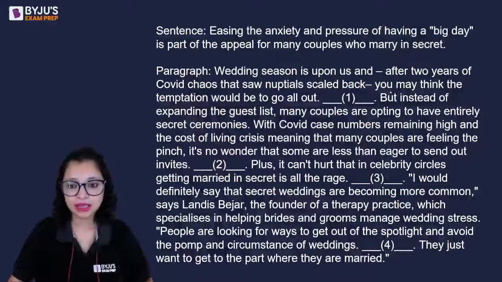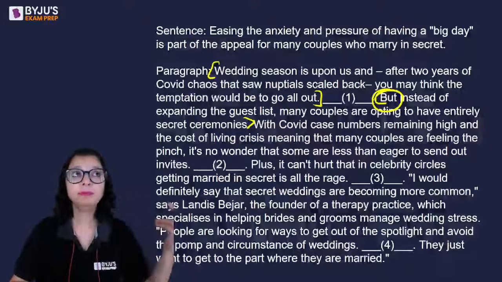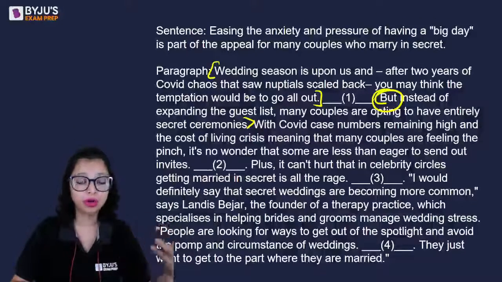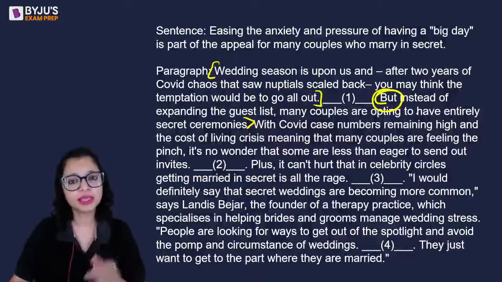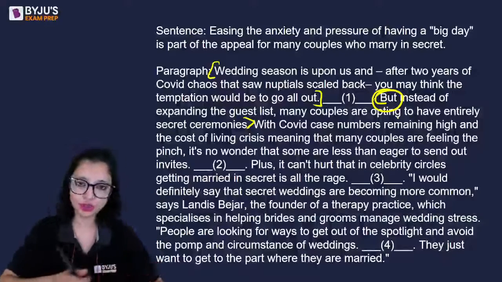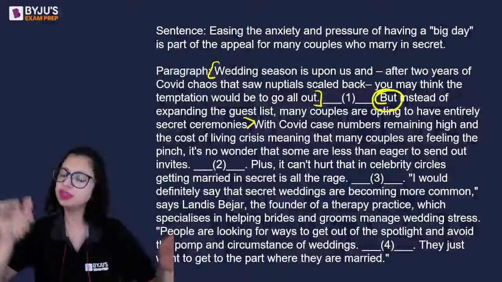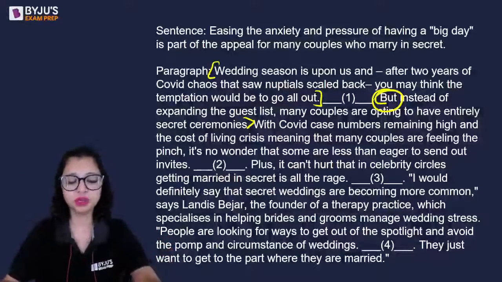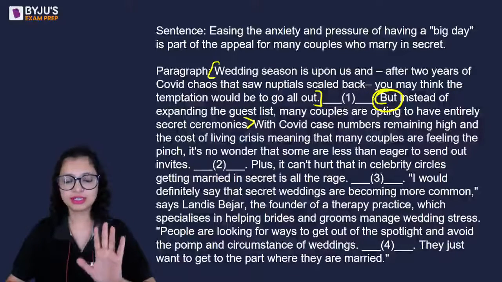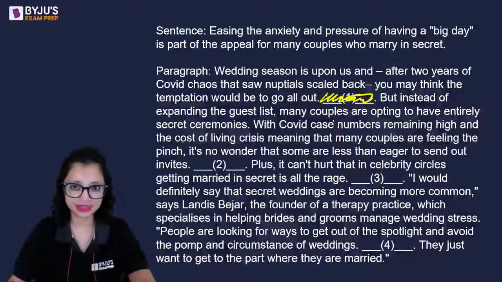That means this statement actually continues the idea mentioned here, connected with a but. There is no discrepancy here. The first line says people might want to have a grand wedding after COVID and lockdowns eased, but that's not the case. They are actually opting for secretive ceremonies. The story goes exactly the way it is supposed to. There is a conjunction but, and two opposing ideas are connected. Sounds perfect to us. So the first blank is eliminated. Probably we don't need an additional statement here.